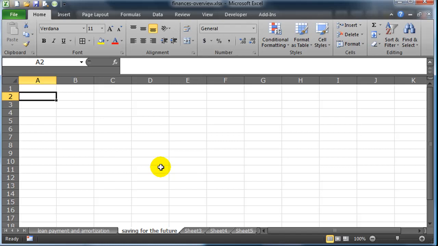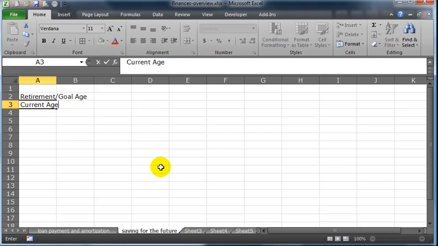and I'll put in, let's see, let's do retirement age first. I'll do retirement or goal age. I'll put in current age, years left, which is also called the time horizon.